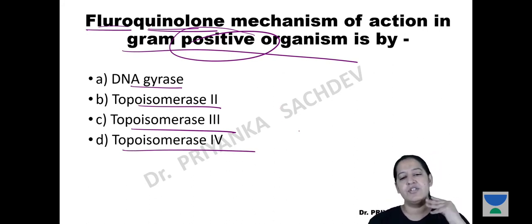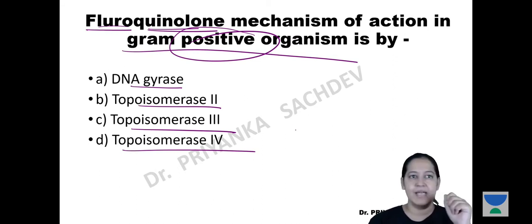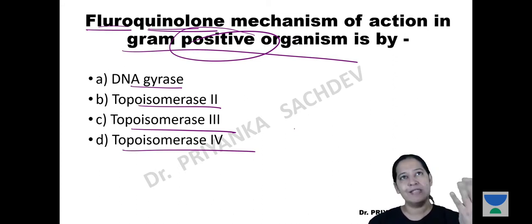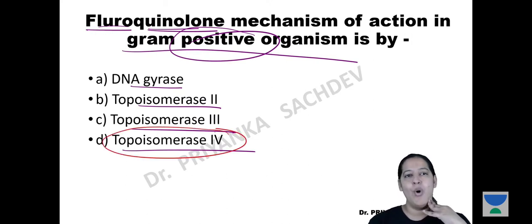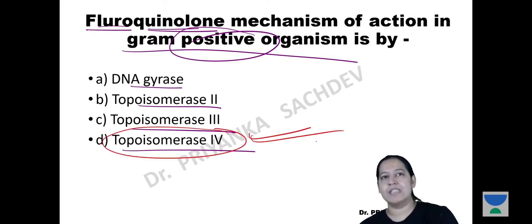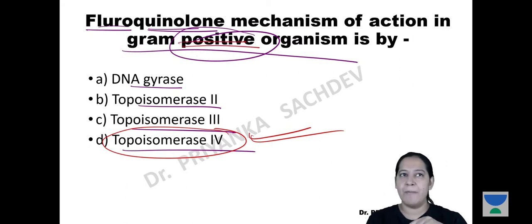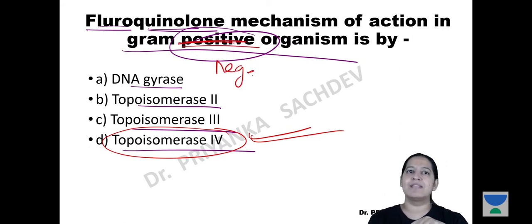ABCD is in front of you. Who will tell me the correct answer? Be fast. You can't be slow. What is the correct answer? I can't see your answer yet. Yes, Khushi, what is your answer? So most of you are saying the answer is D. You all are right. Very good. It is topoisomerase 4 in gram positive. Instead of gram positive, if I say gram negative, what will be your answer in that scenario?